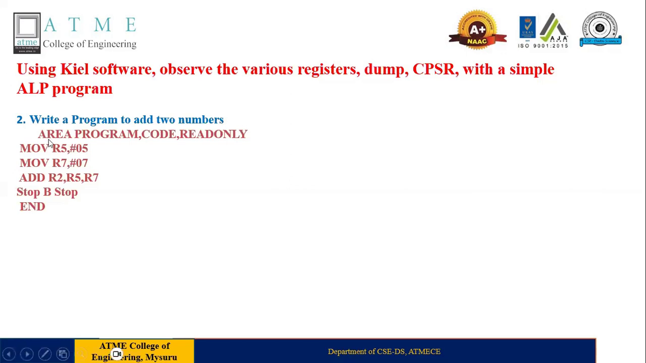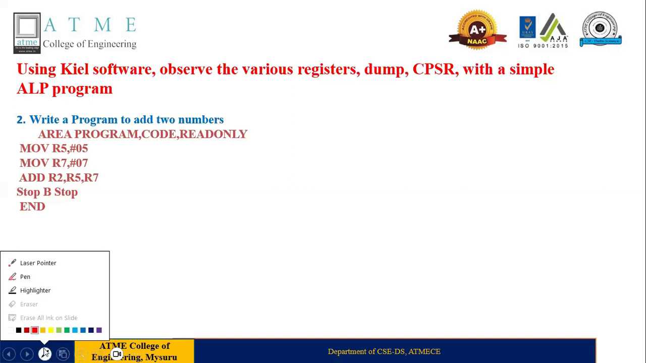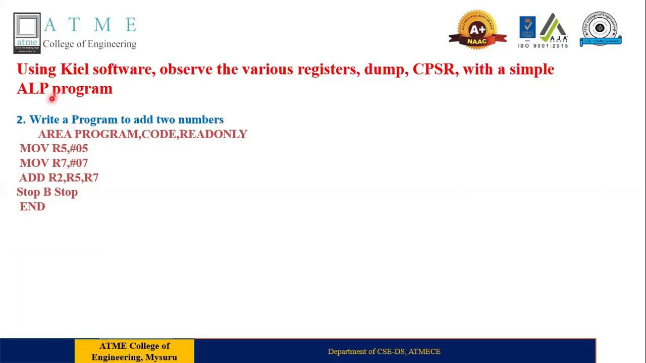Here you can see the AREA program code read only. As indicated earlier, the AREA means you are allocating an area in the ARM microcontroller. Program is the name of a file. It is case sensitive. The code means you are writing code in it, and it is read only.